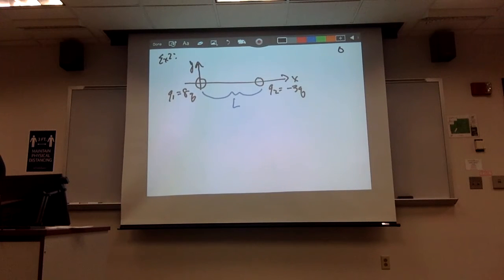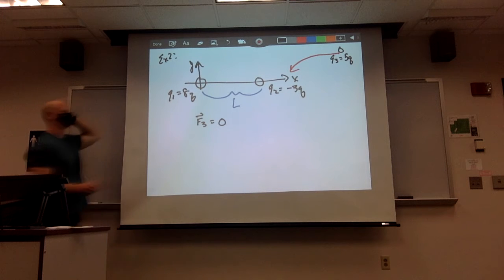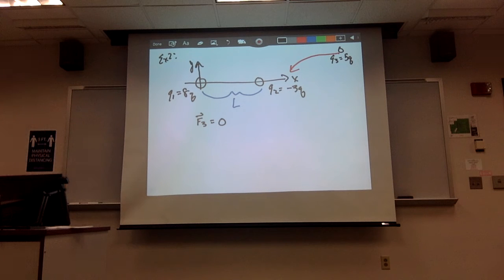So let's put that into our picture. I have some other particle way out here, which is Q3, equal to 5 times q, and I want to bring that particle in and place it somewhere along the x-axis so that it is in equilibrium. Basically, the force on this third particle must be equal to 0. So this is what I wanted: the total force from Q1 and Q2 on Q3 is equal to 0.